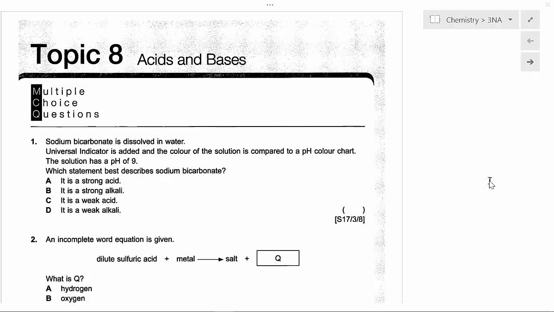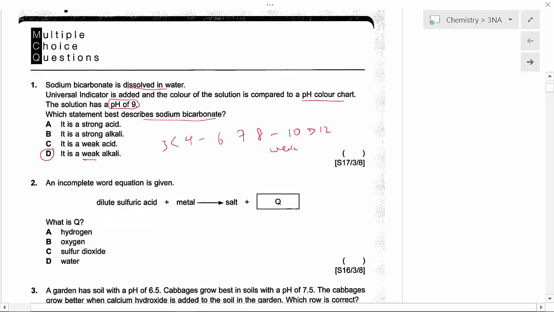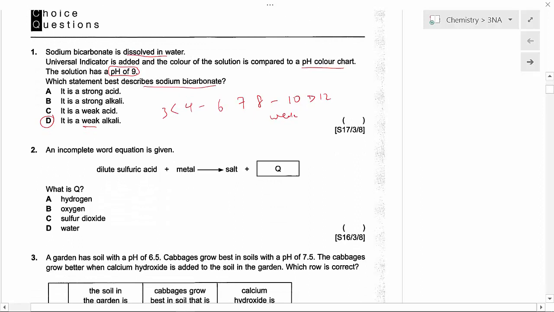First question. Sodium bicarbonate is dissolved in water. Indicator is added and the color is compared to the pH color chart, and it has a pH of 9. So which statement describes sodium bicarbonate? pH of 9 is a weak alkaline, because 7 is neutral. Between 8 to 10 is weak alkaline, and of course beyond 12 is strong. For acid, below 3 is strong, and between 4 to 6 is weak acid. So answer is D.